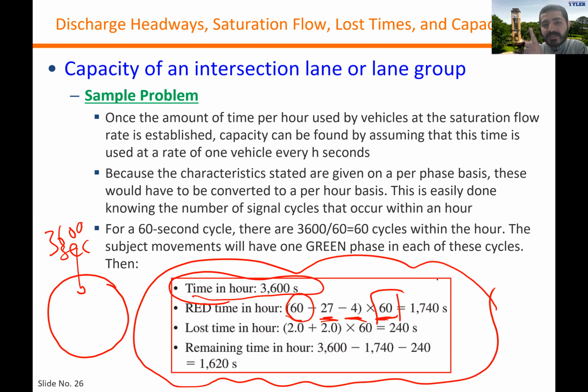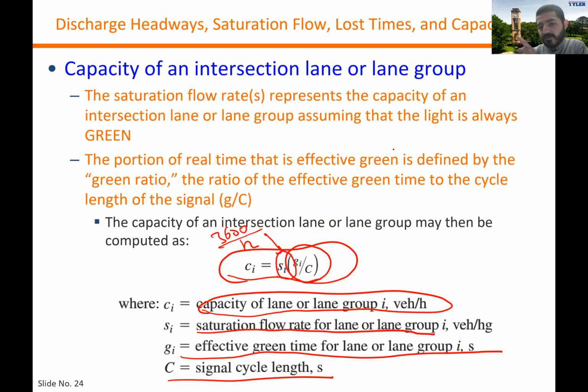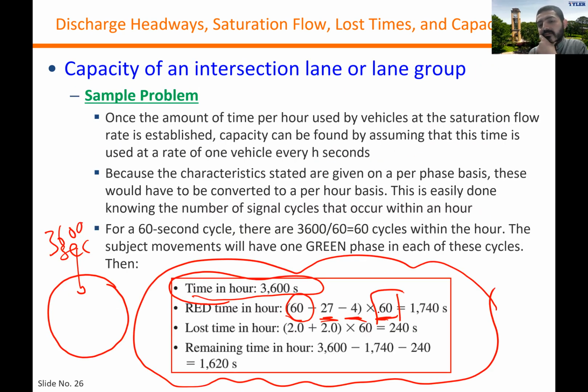Why? Because the cycle is mentioned as 1 minute, 60 seconds. So in one full hour, I know we're going to have 60 cycles. Within each cycle, the red time is 60, the total cycle length, minus 27, which is the green time, minus the all red and yellow time. So if I have 60 seconds as a cycle length, I know that 27 of them is capital G, and 4 of them is the Y plus the all red. So times 60 is going to give us the total red time, which is 1740.